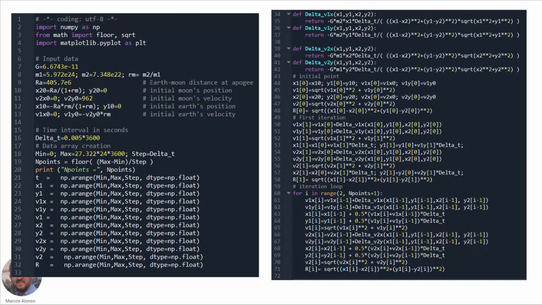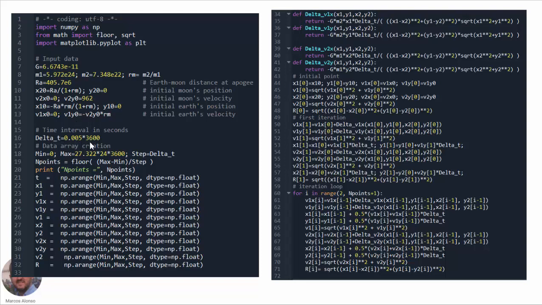Here we have the implementation in WinPython. We start with the input data: the gravitational constant, the masses of the Earth and the Moon, the mass ratio, the distance at the apogee, and then we calculate with these expressions the initial positions and velocities of the Earth and the Moon, as we have seen in the previous slide.